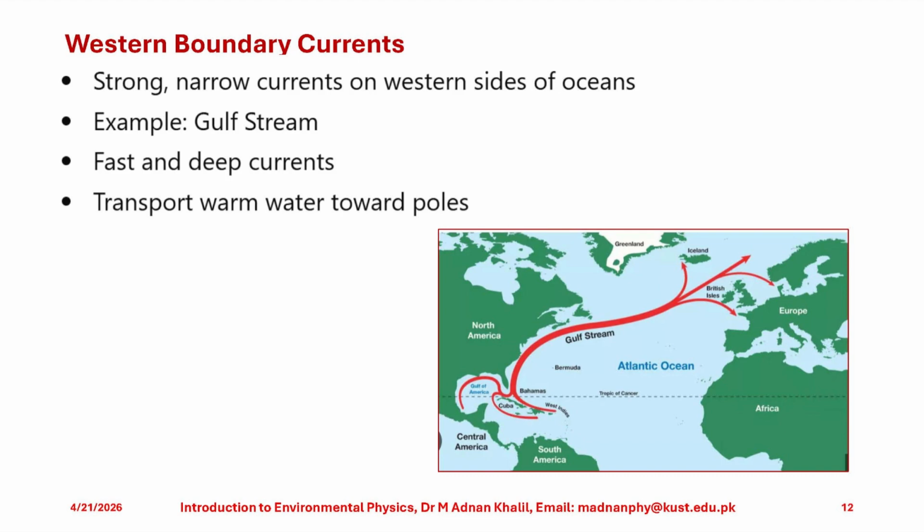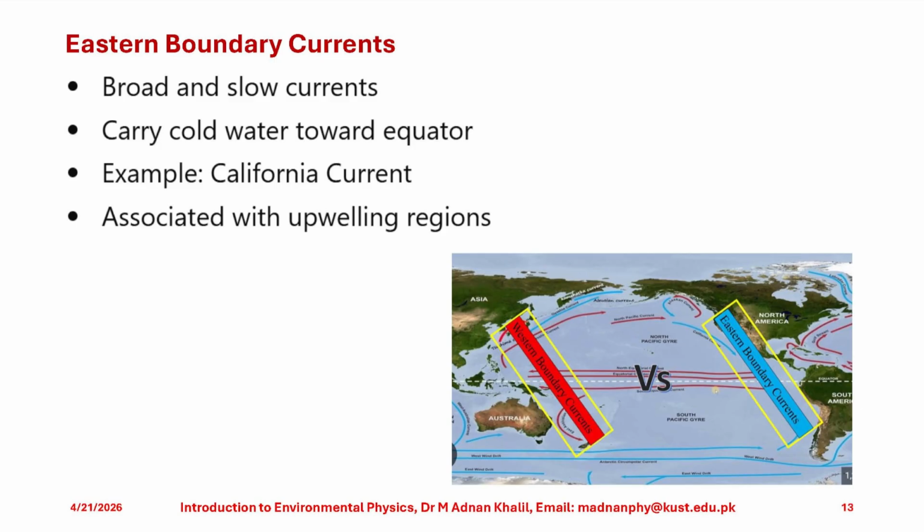Physically, this happens due to the strengthening of flow on western boundaries, a result of Earth's rotation and conservation of momentum. In contrast, eastern boundary currents are broad and slow. The figure compares two regions, highlighting the difference.